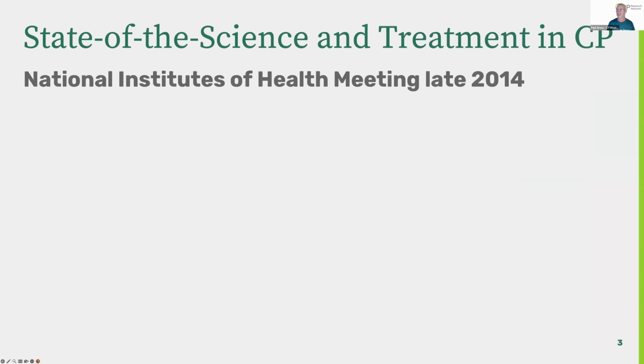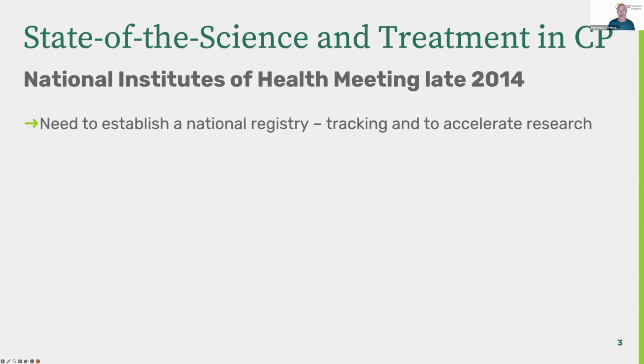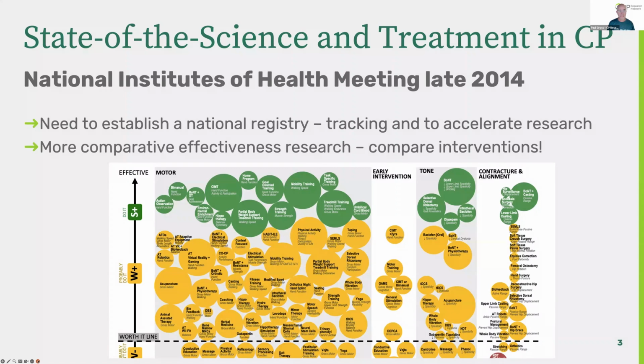So I've taken to talking a little bit about the history of how the CP Research Network was founded, like why was it created? So there was a National Institutes of Health meeting back in 2014 that came up with several big priorities, one of which was to establish a national registry so that we could track the occurrence and the interventions and accelerate research. A second was the need for more comparative effectiveness research to be able to compare interventions.